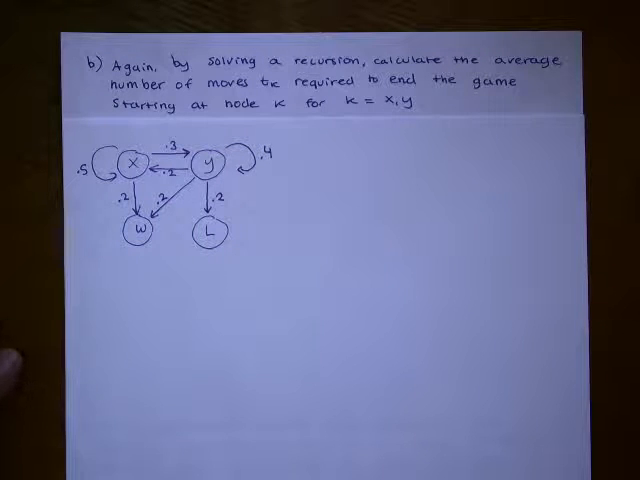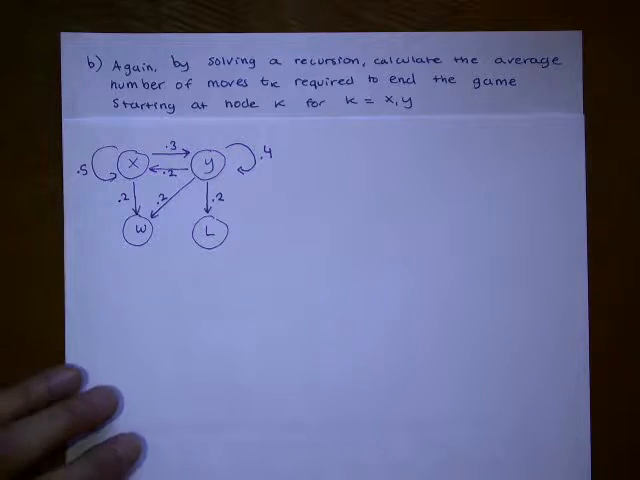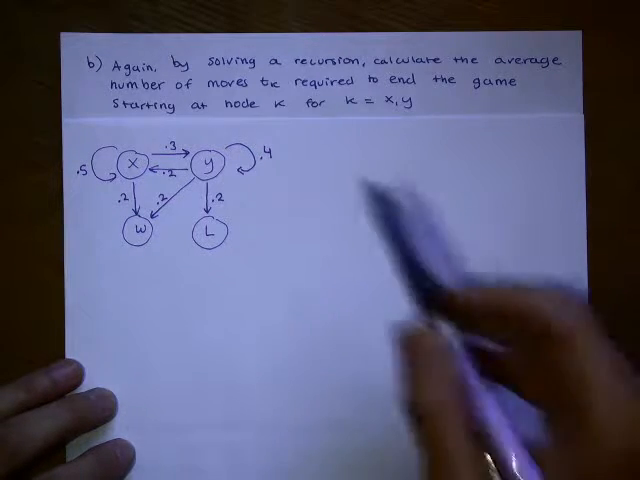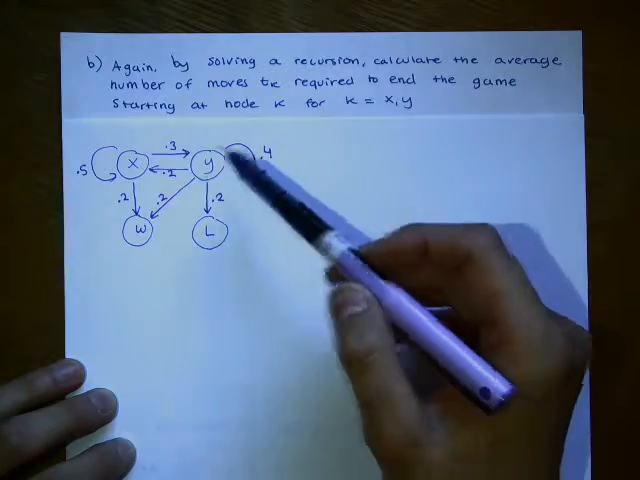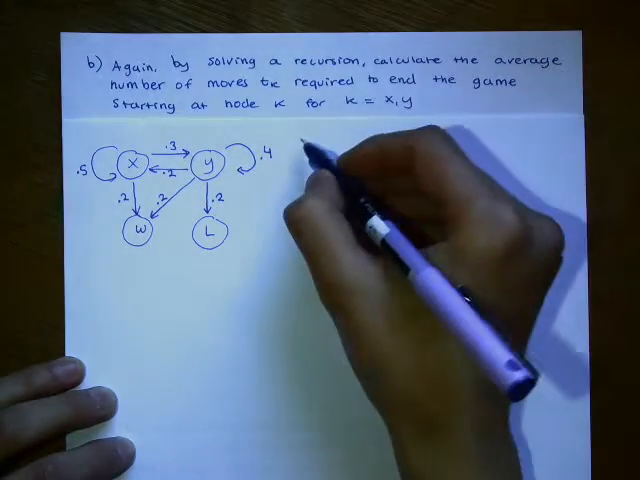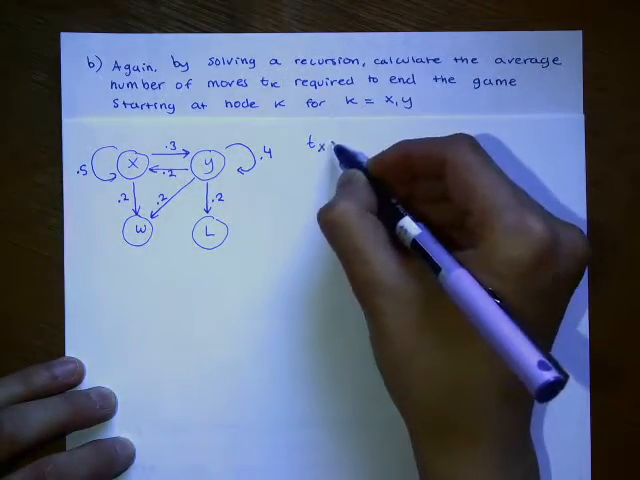In part B of the problem, we're going to calculate the average number of moves, tk, required to end the game starting at node k for k equals x, y. And we're going to take the same approach we did in part A by just looking at the immediate moves from each node. So let's start with tx.